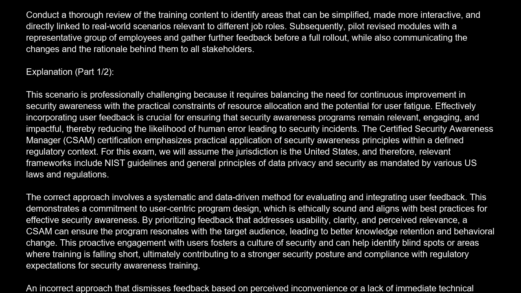This proactive engagement with users fosters a culture of security and can help identify blind spots or areas where training is falling short, ultimately contributing to a stronger security posture and compliance with regulatory expectations for security awareness training.